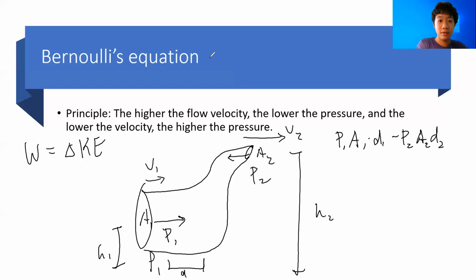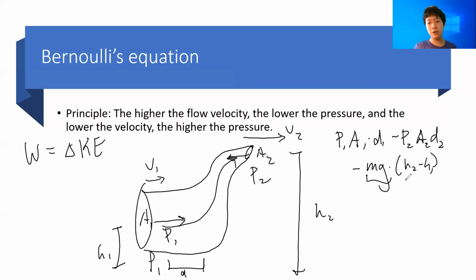And what else is there? One last component of work is the gravitational work, because when the fluid goes up, gravity does negative work on the water. So we have to subtract mg times (h2 minus h1), because we have the force and the distance this force is being applied. So this is the net work on the water, and this equals the change in kinetic energy, which is 1/2 m v2 squared minus 1/2 m v1 squared.